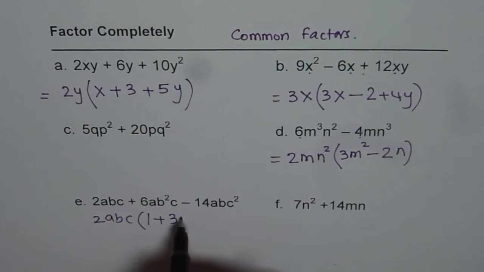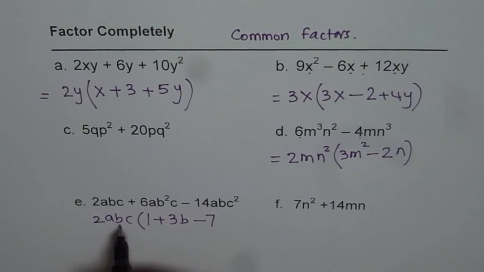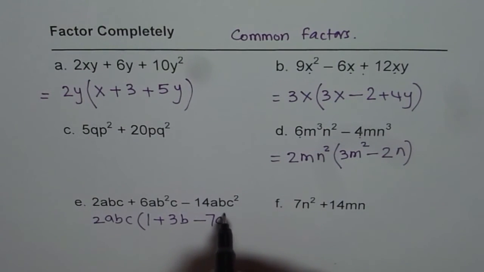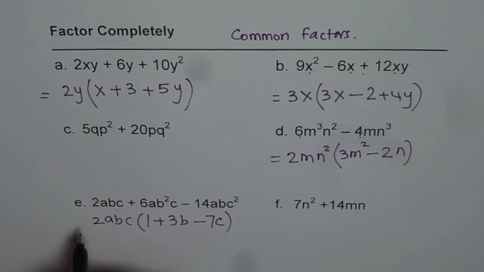A has been factored out. B, right, minus 14 gives us 7. A and b has been factored out. C also. So we are left with 1c, right? c squared divided by c. So that is how we can factor.